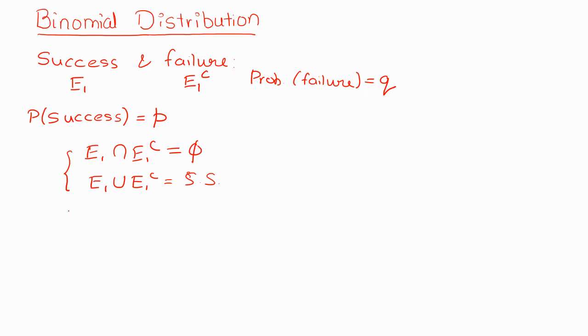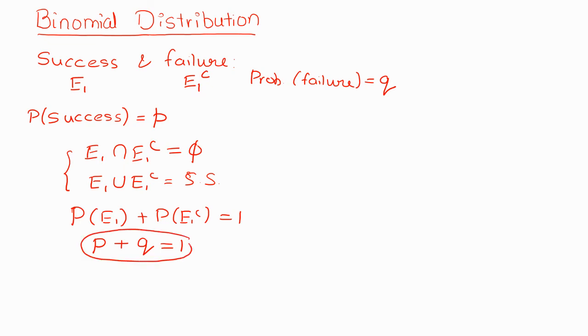When this is the case, what happens? The summation of their probabilities, the probability of E plus the probability of E complement, is 1, that we have seen. And what is the probability of E? That is the probability of success, p, plus the probability of E complement, which is q, the probability of failure, and that comes out to be 1. This is the most important thing which we will be using throughout. This binomial distribution is only dealing with this equation, that is, only dealing with success and failure, which means dealing with p plus q equals 1.